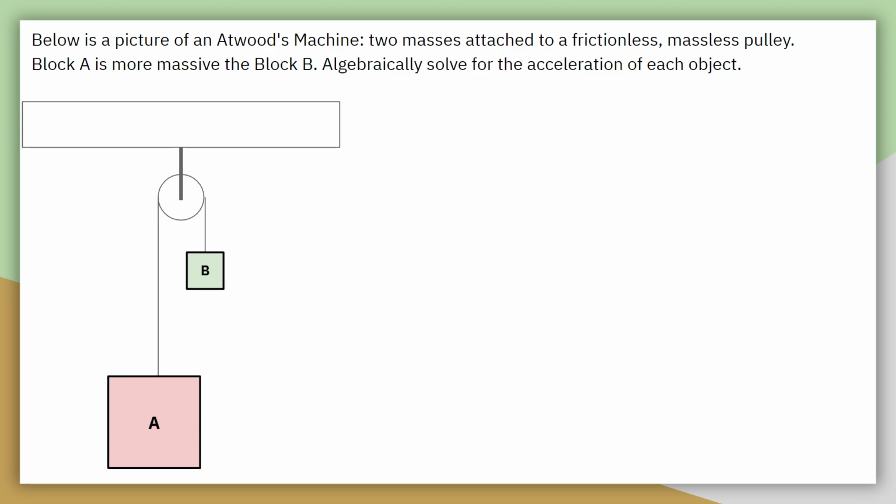Below is a picture of an Atwood's machine. Two masses attached to a frictionless, massless pulley. Block A is more massive than block B. Algebraically solve for the acceleration of each object.